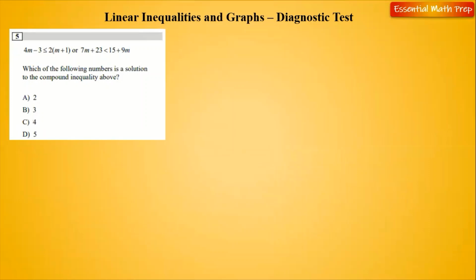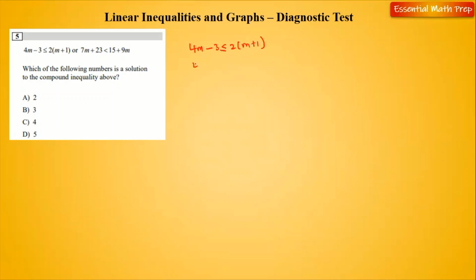Which of the following numbers is a solution to the compound inequality above? These are 2 separate components. You don't need to combine them under any circumstances. So let's go ahead and solve the first part first. You have to simplify it. So this is what you have.